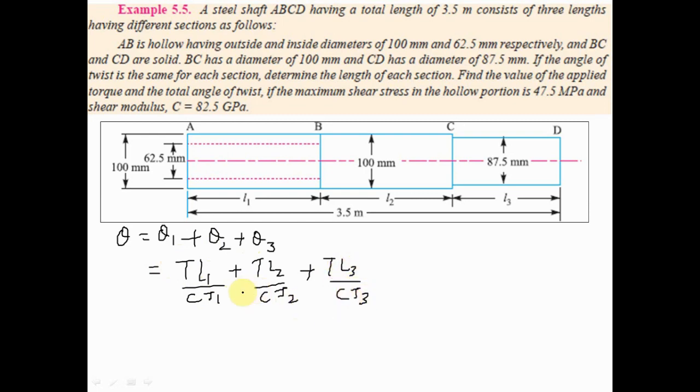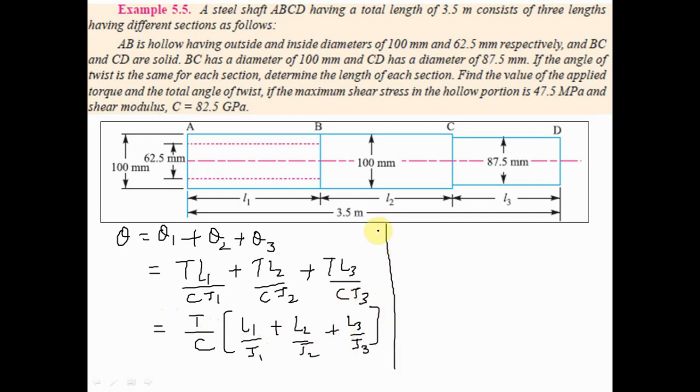Now torque and the shear modulus are the same, so we can take them as common outside. It can be written as T by C, bracket L1 by J1 plus L2 by J2 plus L3 by J3. Okay, and again we can now substitute the values.